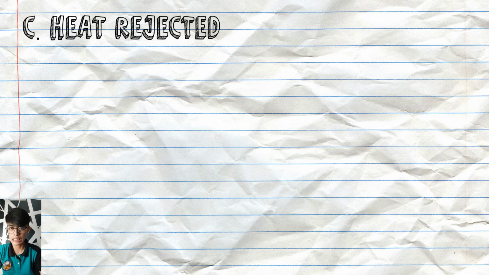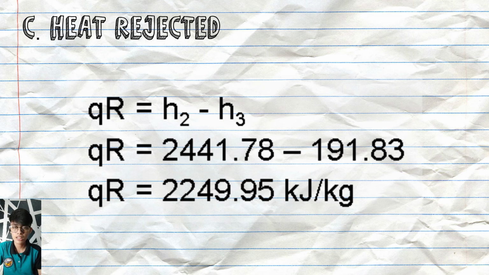Next one is letter C, heat rejected. The formula is QR, or the heat rejected, is equal to H2 minus H3. Seeing that H2 and H3 are already given, we're just going to substitute. QR is equal to H2 minus H3, which is 2441.78 minus 191.83. That will give us 2249.95 kilojoules per kilogram.